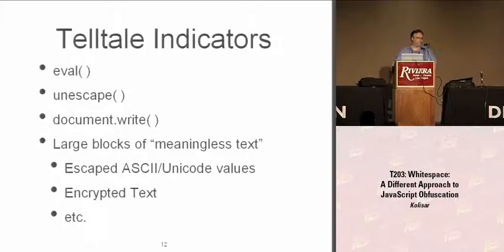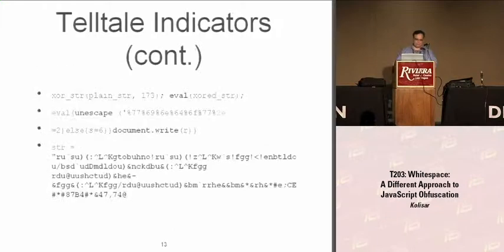So what this boils down to, if you look through the samples, is the telltale indicators. We have eval, unescape, document.write, and probably the biggest giveaway is a large block of meaningless text, basically all the encoding and everything that they do to try to hide what they're trying to do on your machine. You can see some samples here, and this is from the slides earlier. So we have the eval, the unescape, document.write, and on the bottom, like I said, a large block of basically garbage, meaningless text.